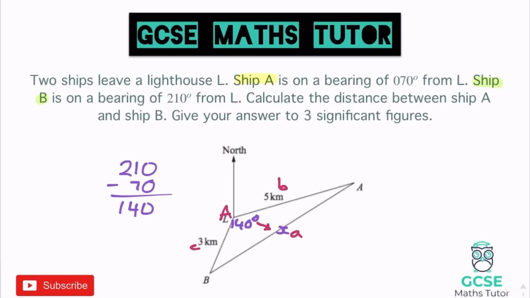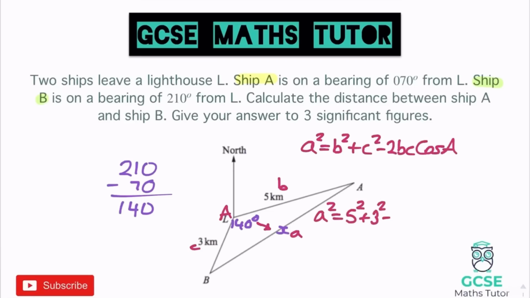So using the cosine rule, A squared equals B squared plus C squared minus 2BC cos A. There we go. Obviously, that's the variation of it that I'm going to be using. So let's just plug the numbers in, that's all we need to do. So we've got A squared equals, B squared is 5, so 5 squared plus 3 squared minus 2 times 5 times 3 cos 140. There we go, we'll put that 140 in a bracket, that's what comes up on the calculator.